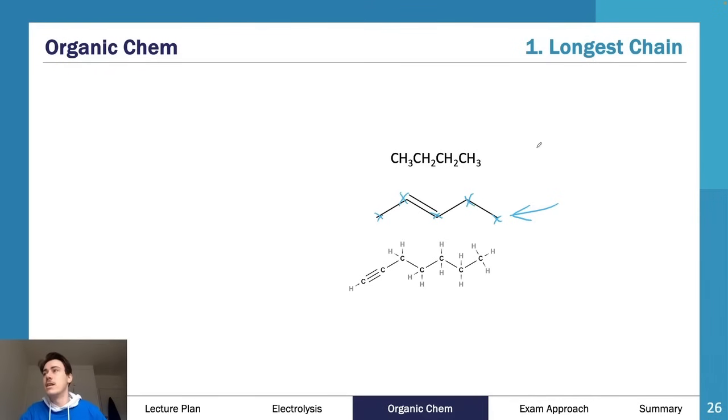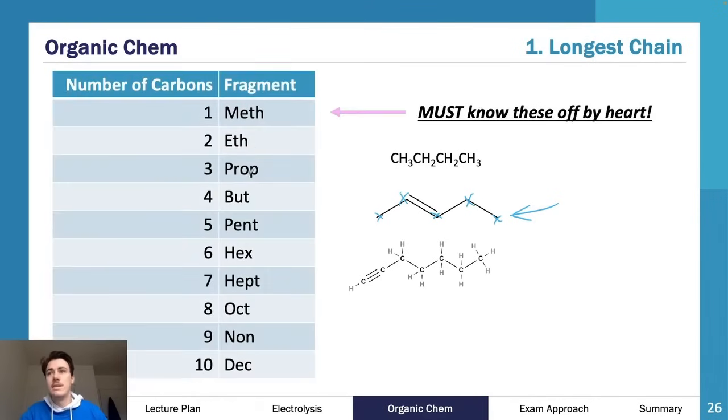So as you can see here, first step, longest chain, you need to name down to 10. So this is a distinct change with this study design. It used to be to 8 and now it's to 10. Really doesn't change much. You just need non and dec. You should know up to oct as is.